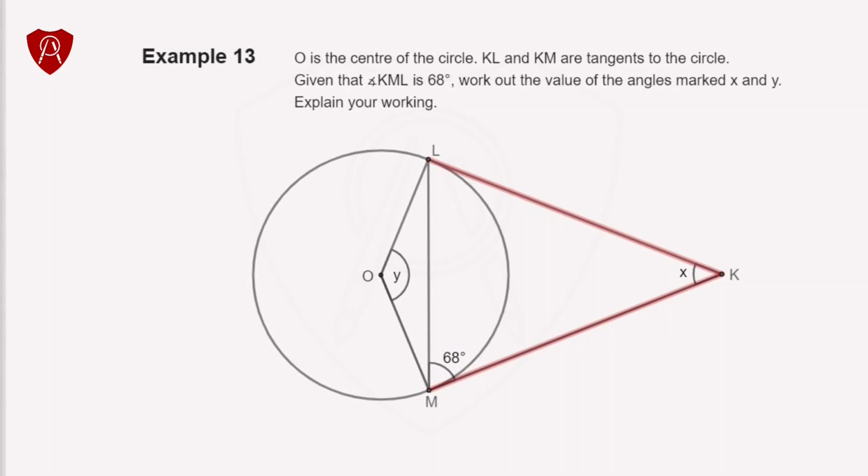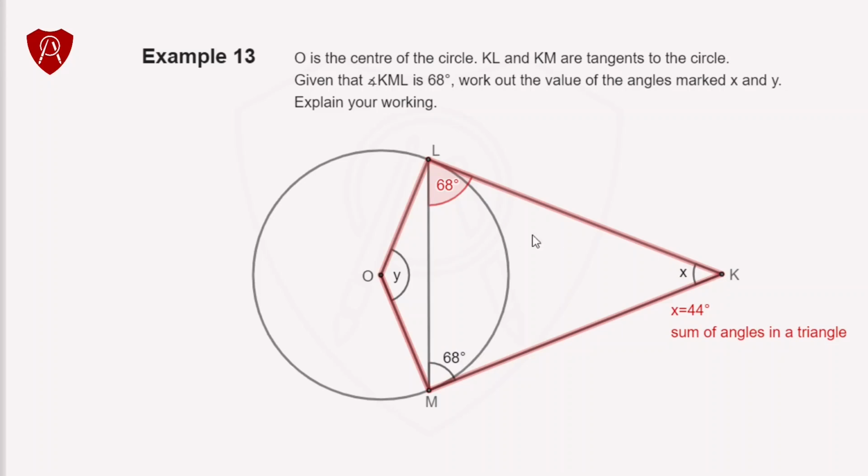Example 13. The two tangents are equal in length, and so this triangle KLM is an isosceles triangle. Both base angles are 68 degrees each. So the apex angle X must be 44 degrees to make a sum of 180 degrees for this triangle. So X is equal to 44 degrees.